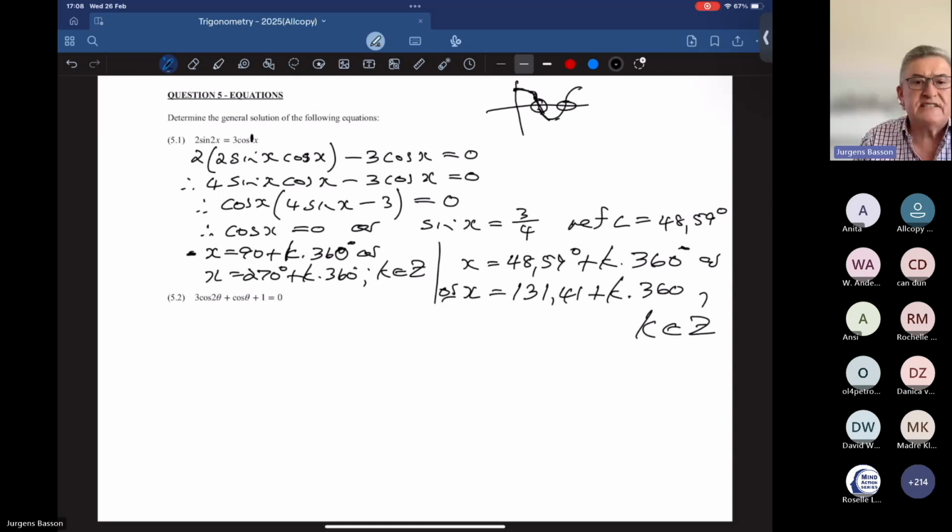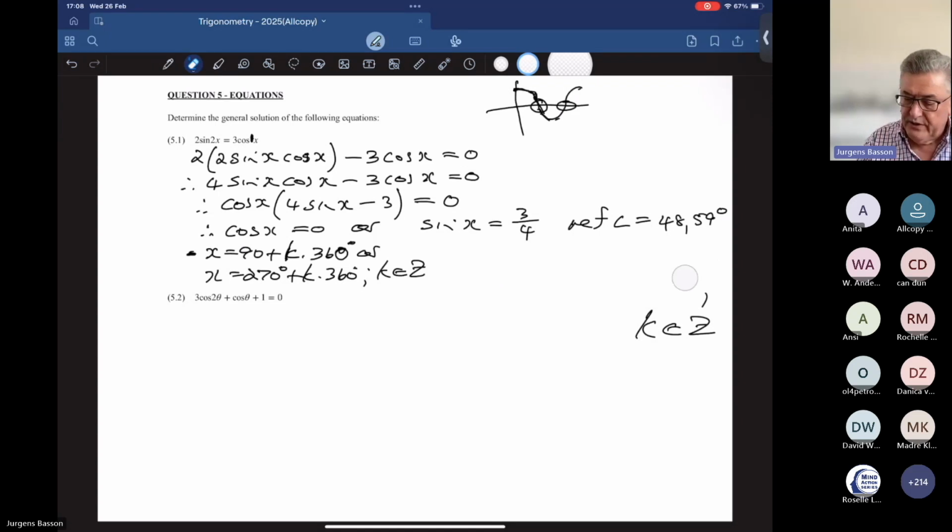This one was a sine double angle. The next one is a cos double angle. So I just want to remove some of this because I'm going to need the space here. So let's start. 3 cos 2 theta plus cos theta plus 1. We need to substitute cos 2 theta. I hope you agree with me in this particular case. It's not too difficult to know which one to use, because you can see we've got a cos already. So we're going to use the cos one for the double angle.